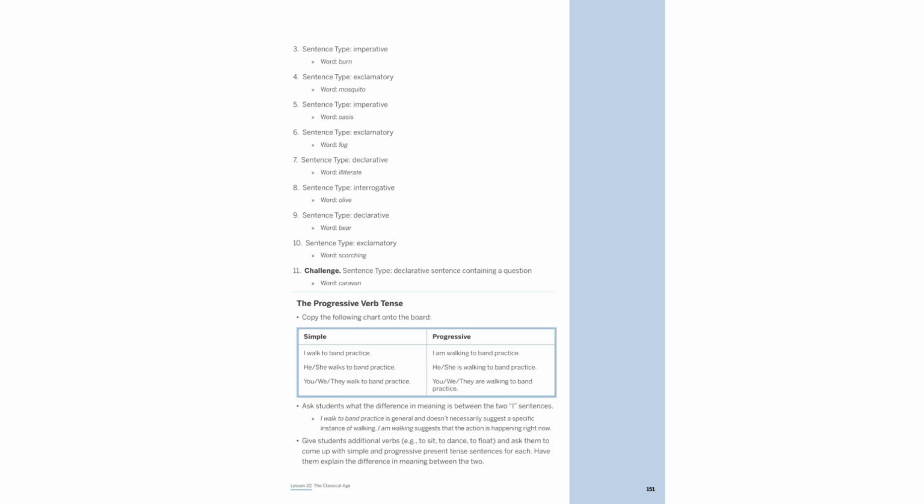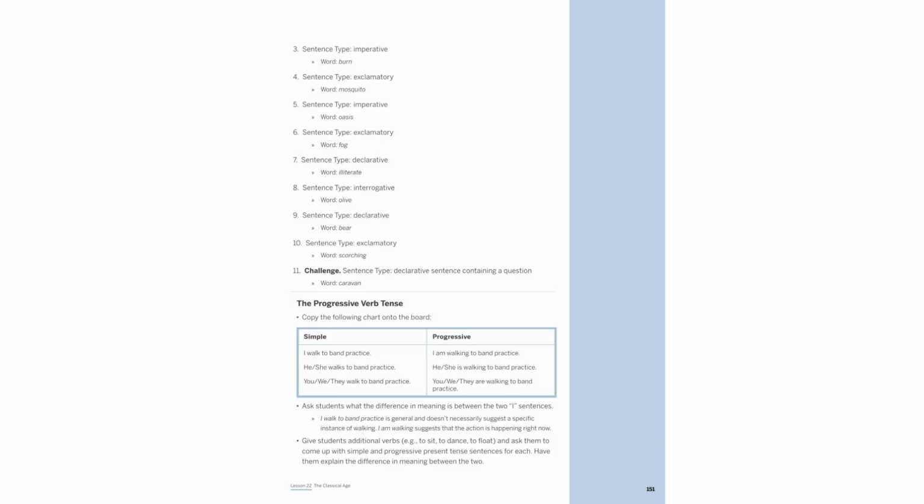Let's explore sentence types using specific words. For imperative, burn the evidence. Exclamatory, what a huge mosquito. For declarative, the bear is hibernating. Interrogative, is the olive ripe? Finally, a declarative with a question. The caravan is arriving, isn't it?